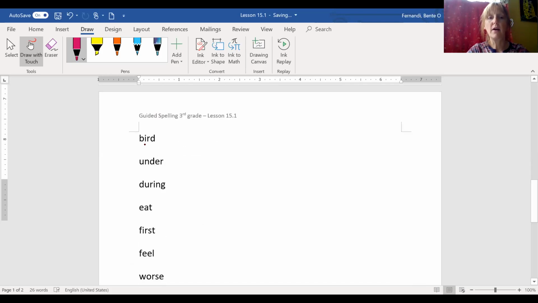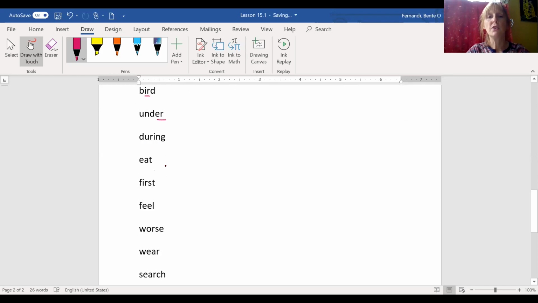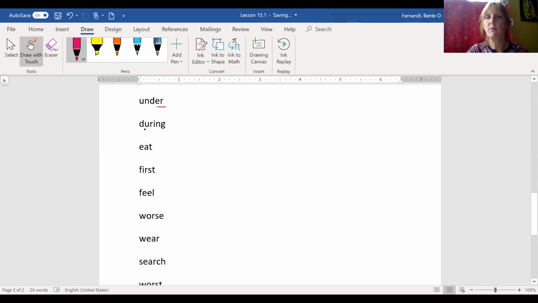We also have bird spelled the second way. Under, of course, we all know this. If it's at the end of the word, we're going to spell it the first way, E-R. During is one of those words we need to learn to spell. We use that word a lot in writing.